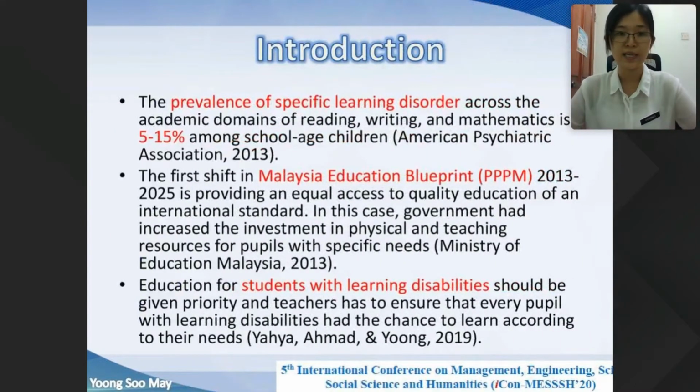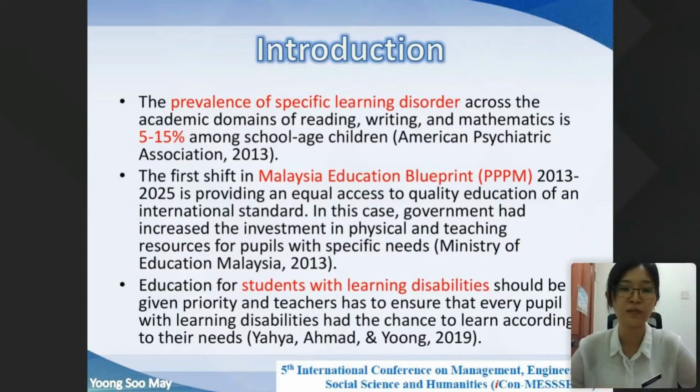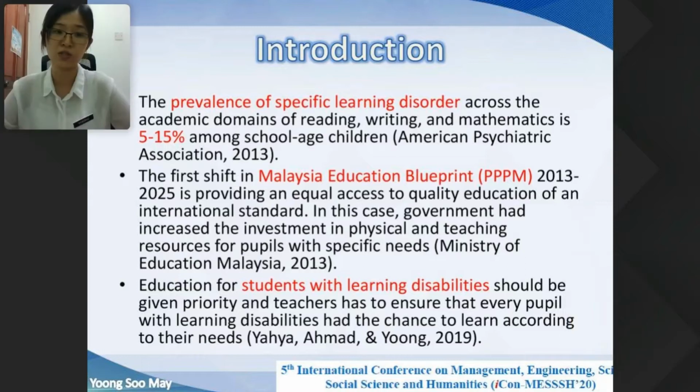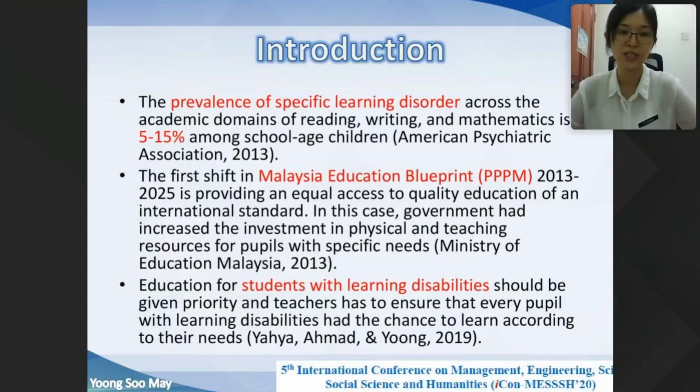According to the American Psychiatric Association 2013, the prevalence of specific learning disorder across the academic domains of reading, writing, and mathematics is between 5% to 15% among school-age children. The first shift in PPPM is providing equal access to quality education of an international standard. In this case, the government had increased the investment in physical and teaching resources for pupils with specific needs.